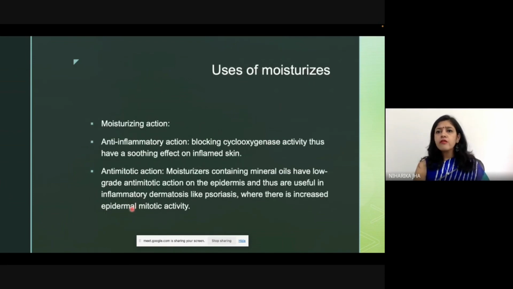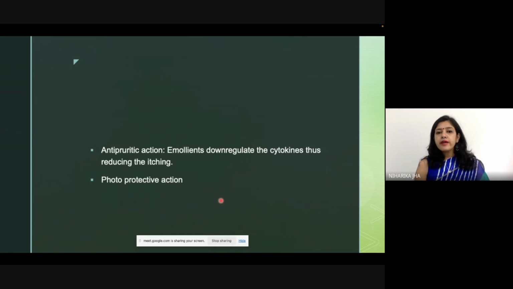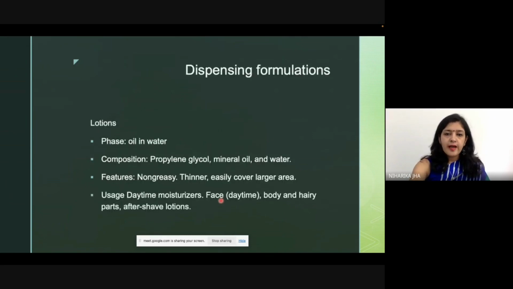So what are the uses of moisturizers? We know obviously one of the most common indications is moisturizing action, but apart from that, it can be used to cool down inflamed skin, providing a soothing effect because of its anti-inflammatory action. Antimitotic action is also seen in moisturizers, that is why it is used in diseases such as psoriasis, so that there is decreased epidermal mitotic activity. Antipruritic action, it down-regulates the cytokines, thus reducing the itching. It also has a photoprotective action.